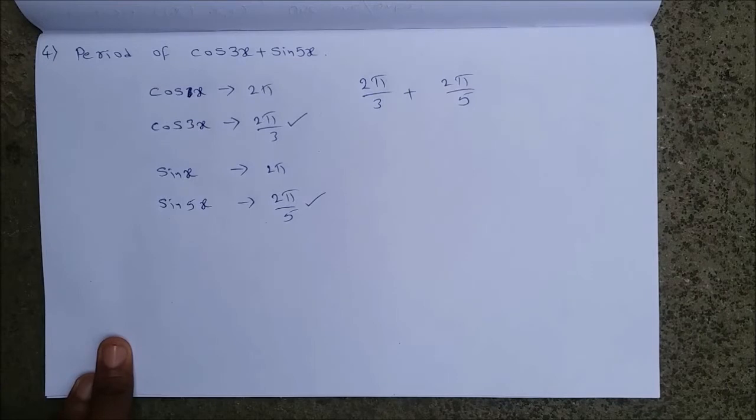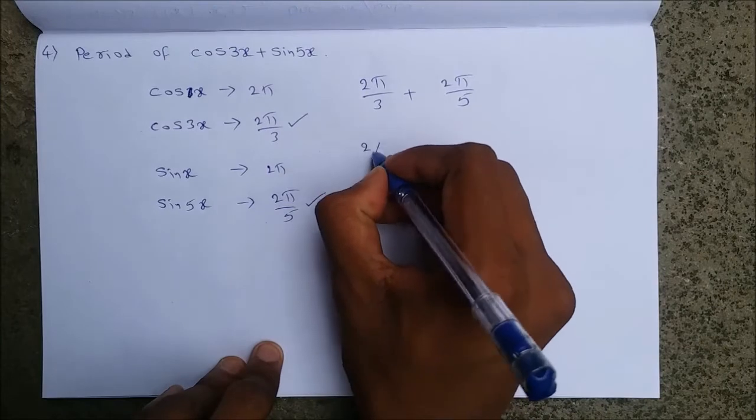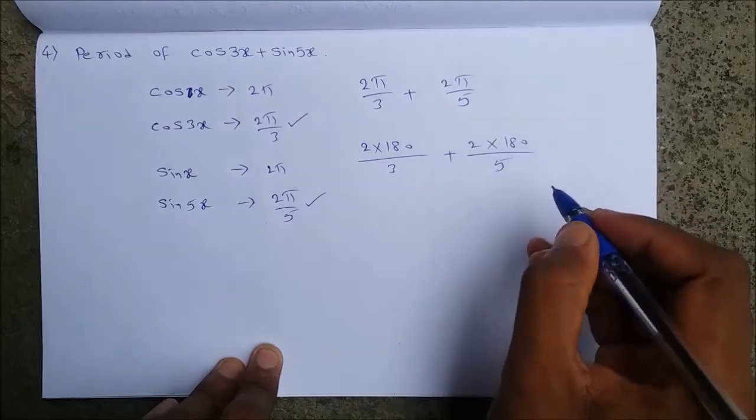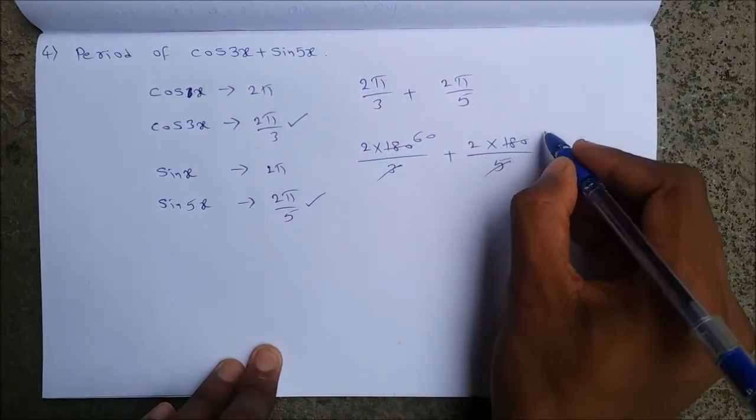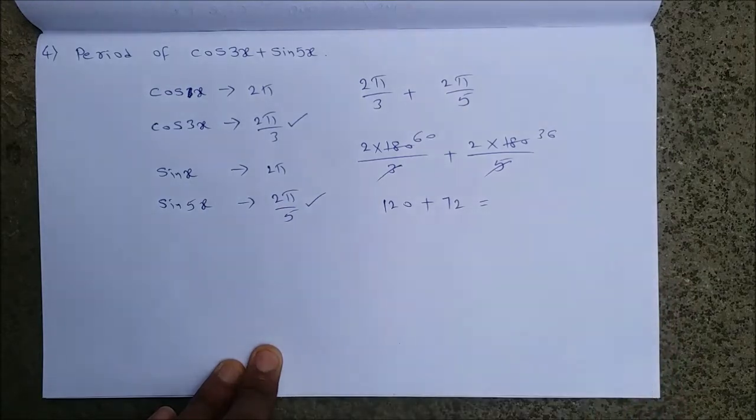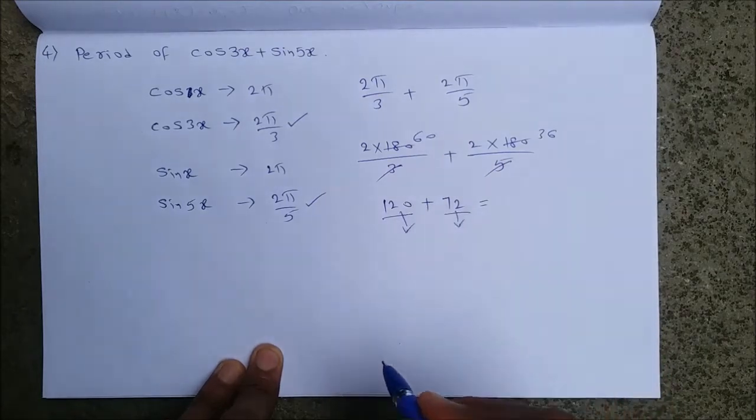We need to find the LCM of these two numbers. So how I will do that LCM is, first I will change these radians to degrees: 2 into 180 divided by 3 plus 2 into 180 divided by 5. 3 ones are 3, 60s are 360, 5 ones are 5, 36s are 360. So 2 into 60 is 120 degrees plus 2 into 36 is 72 degrees. So we will get 120 plus 72.